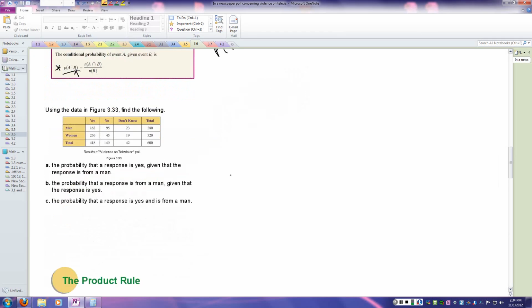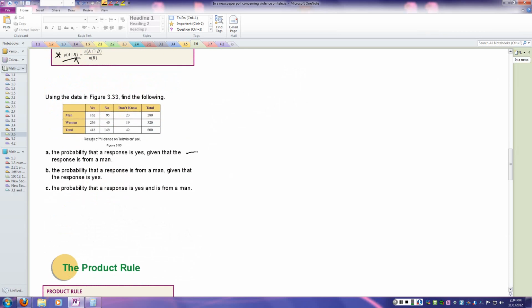So using the data, find the following. Given this picture, find the probability that a response is yes, given that the response is from a man. So we're looking for the probability that it was a yes, given that the response is from a man. So I do the number of men that said yes over the total number of men. The number of men that said yes, 162. The total number of men is 280.